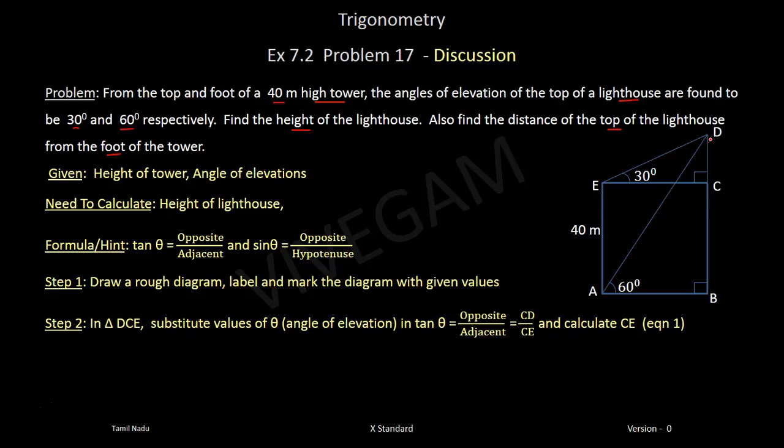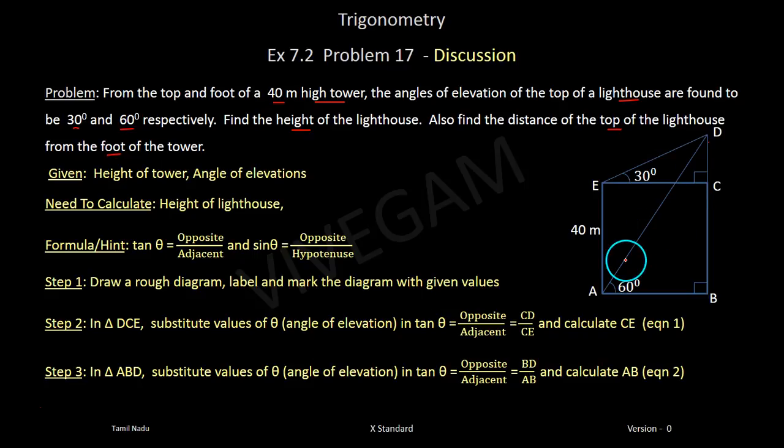In triangle DCE, substitute the value of theta. Theta is 30 degrees. So tan theta is opposite by adjacent, that is CD by CE, and calculate CE. So tan 30 is CD by CE. So you get CE in terms of CD from that equation. Let's put that as equation 1.